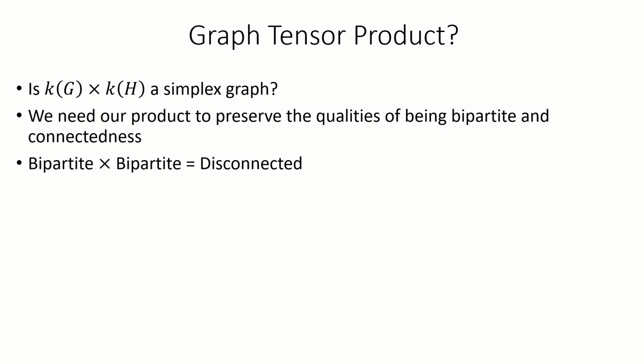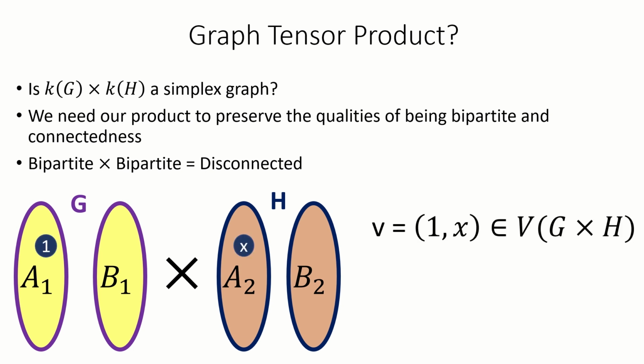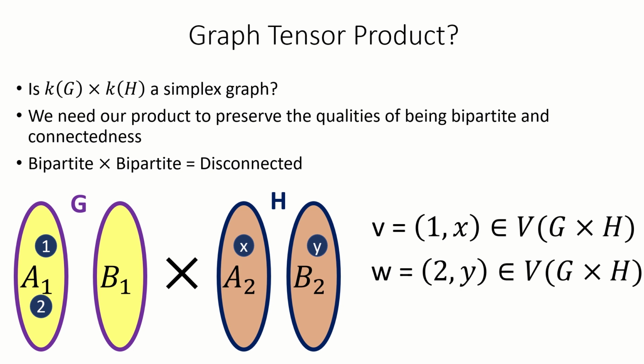However, if we think about the tensor product of bipartite factor graphs G and H, each with more than one vertex, it will not be connected. Because if we have parts A sub 1 and B sub 1 in G, and A sub 2 and B sub 2 in H, and we select a pair of vertices from A sub 1 and A sub 2 to be our first tensor product vertex, and a pair of vertices from A sub 1 and B sub 2 as our second tensor product vertex, then there can be no path between those vertices in the tensor product.